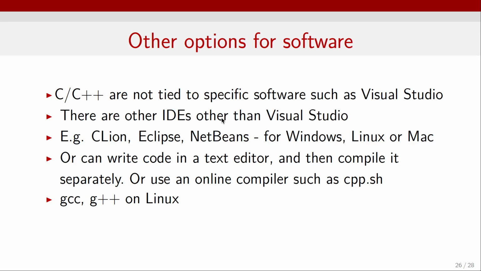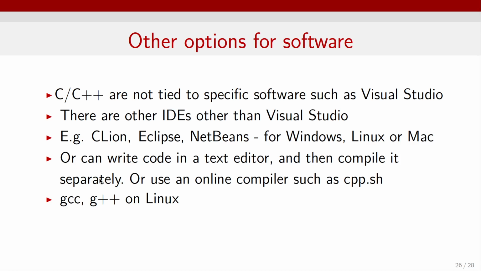One potential issue is that sometimes you need to have a separate compiler. So for example, in macOS, if you install Eclipse or NetBeans, you need to have a separate compiler. So that complicates the installation a little bit. And in Windows, if you install CLion, you need to install some other compiler like Visual Studio or something else, so that CLion can call that other compiler and use it. Or you can write code in a text editor and then compile it separately.